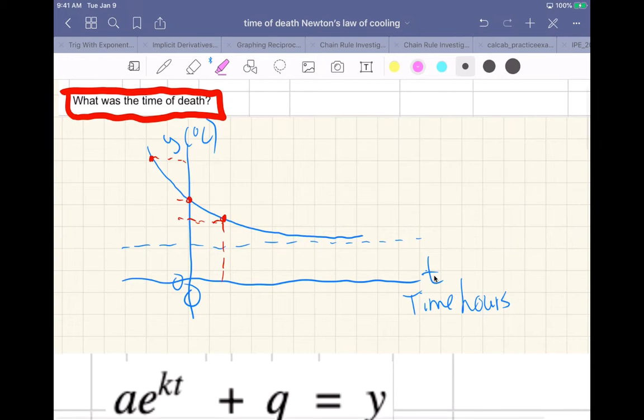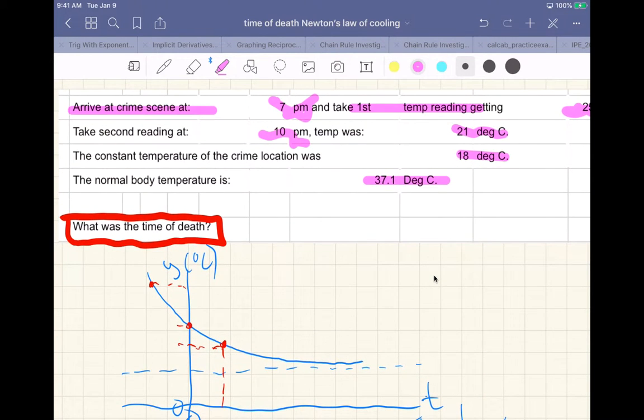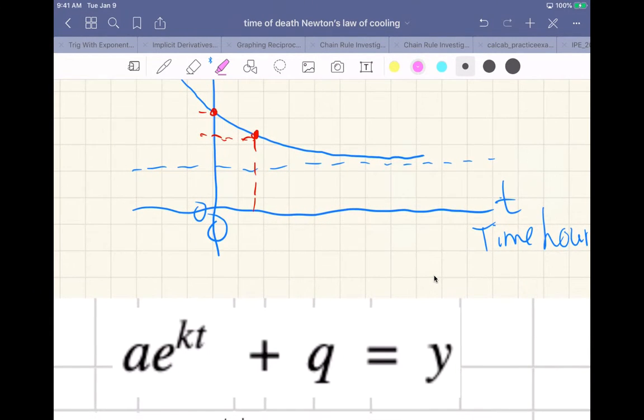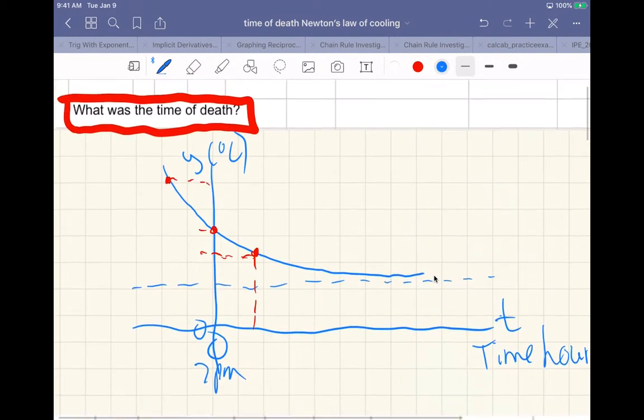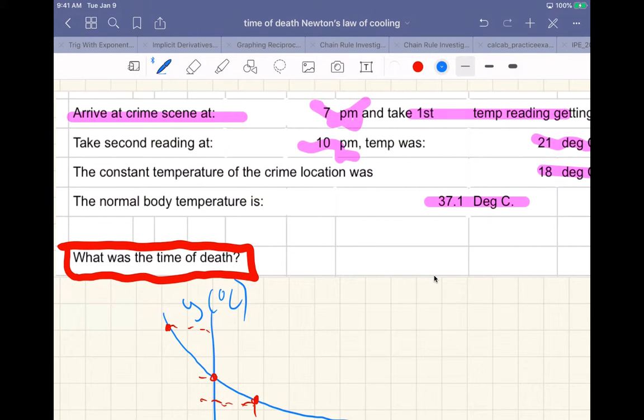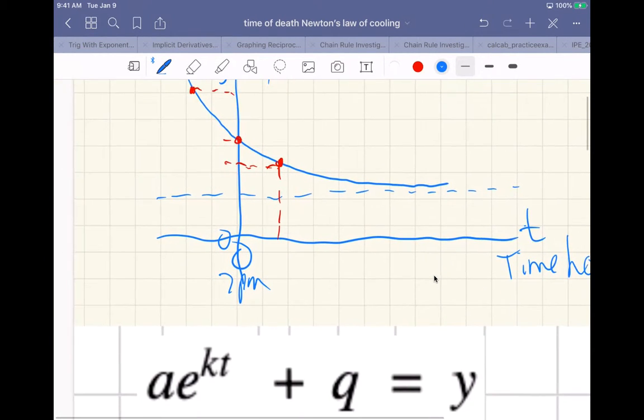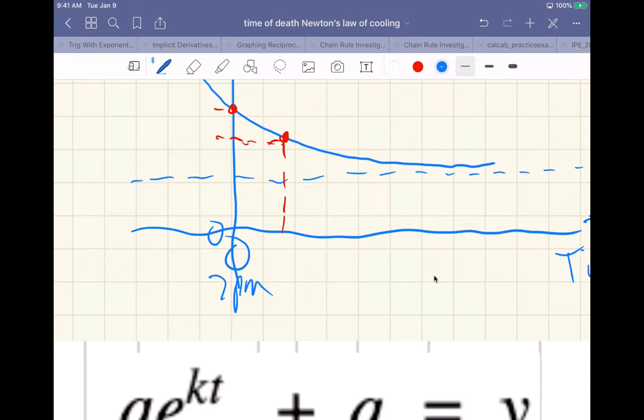So what I'm going to suggest is that we make 7 p.m. time 0. So I've got my cooling curve there, if you will. So 7 p.m. is time 0. And then the next reading was taken at 10 p.m. So at 10 p.m., right here, that's 3 hours later. And what are those two temperatures?